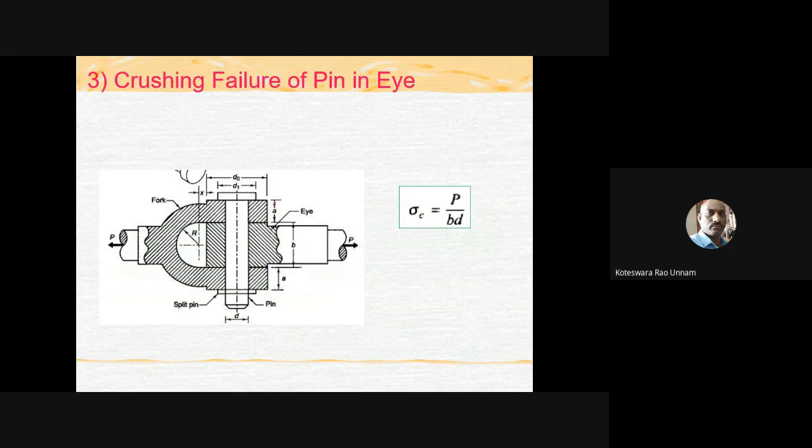Then we need to consider the crushing failure of the pin in the eye. So this is the pin which is inserted into both the eye end and the fork end. Now if I consider the crushing failure of only this portion of the pin, then from that I'll get this B dimension. So we'll see that now.